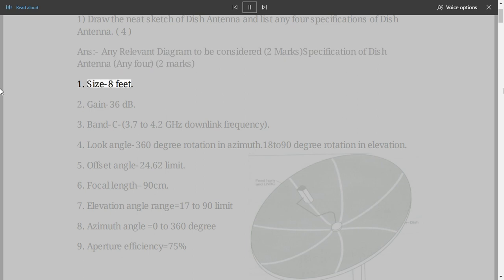1. Size 8 feet. 2. Gain 36 dB. 3. Band C, 3.7 to 4.2 GHz downlink frequency. 4. Look angle: 360 degree rotation in azimuth, 0.18 to 90 degree rotation in elevation. 5. Offset angle 24.62 degree. 6. Focal length 90 cm. 7. Elevation angle range equals 17 to 90 degree. 8. Azimuth angle equals 0 to 360 degree. 9. Aperture efficiency equals 75%.